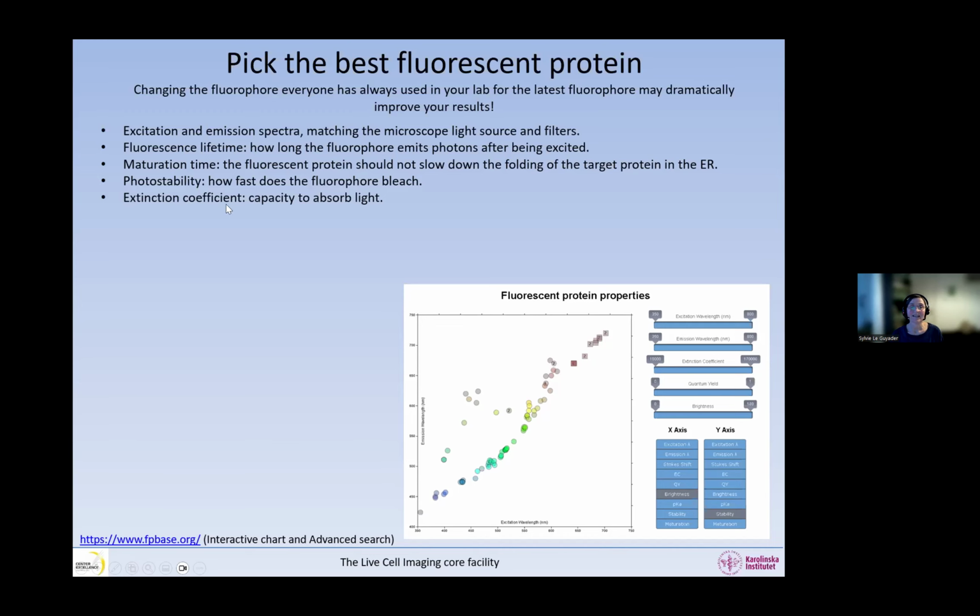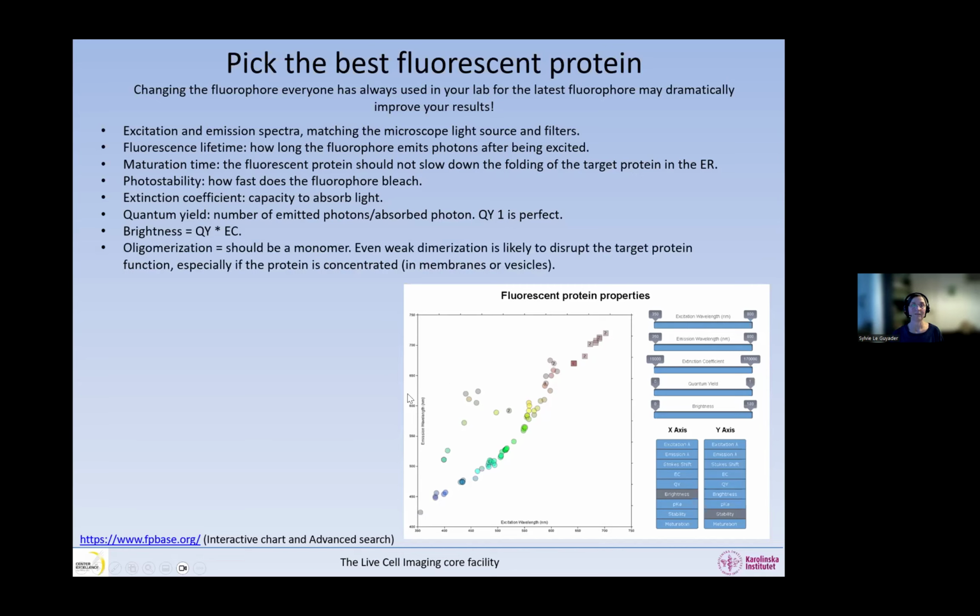And the EC is the excitation coefficient, which means how easily it absorbs light. Clearly, you would like it to absorb all the photons that you shine on it so that it's efficient. And the quantum yield is, for each photon that is absorbed, how many photons does it emit? So a quantum yield of 1 would be perfect. So this is the quantum yield. And the brightness is the multiplication of the two. So I like to look at the brightness so that I figure out, okay, what is a green fluorophore excited by this wavelength with this emission that would be the brightest? Then I can find it that way.